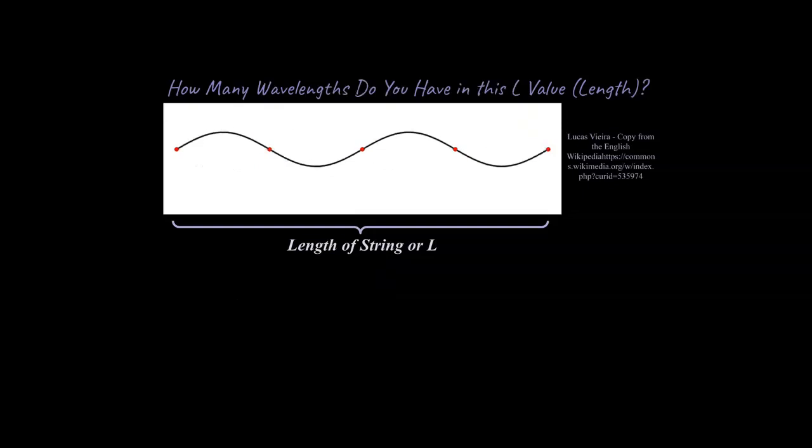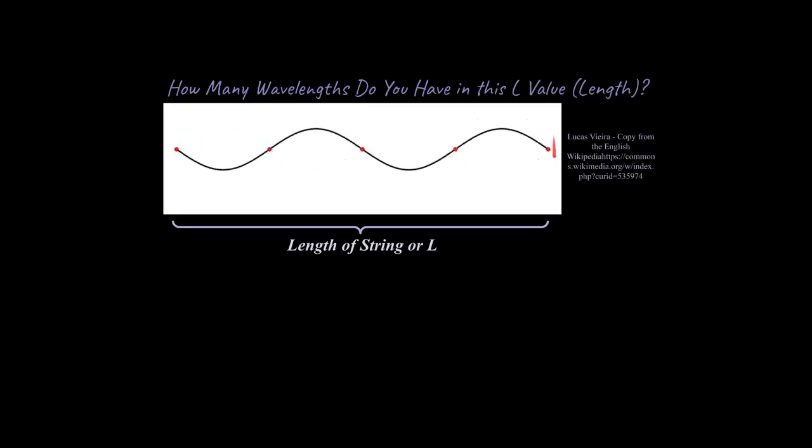Okay, and so here is a skill, again, that you're going to need to be able to master to be able to solve problems like this. And my question is, how many wavelengths do you have in this L value? This L value right here would be the length from one fixed position to another fixed position. How many wavelengths do you have? And hopefully you're able to come up with, well, here's half a wavelength, right? Here's another half, and a third half, and a fourth half. So 4 over 2 is 2, and that means there are 2 full wavelengths here.